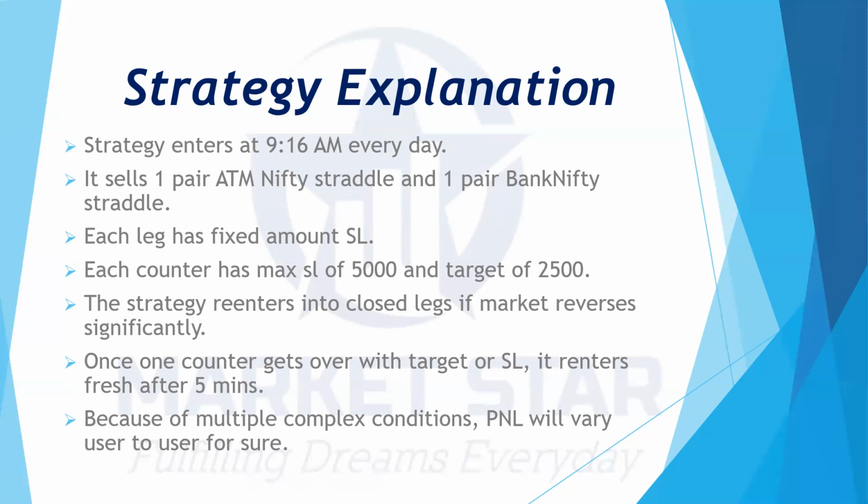And suppose Bank Nifty is at 35,732. So the ATM strike price will be 35,700. So it will also sell at the same time one pair, one 35,700 put and one 35,700 call.